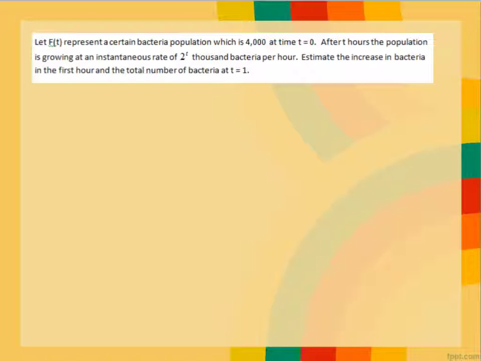In our first example, we're going to let f of t be a function that represents the population of a bacteria, and at t equals 0, there are 4,000 bacteria. After t hours, the population is growing at an instantaneous rate of 2 to the t thousand bacteria per hour. We need to estimate the increase in bacteria during the first hour and the total number of bacteria at the end of t equals 1.